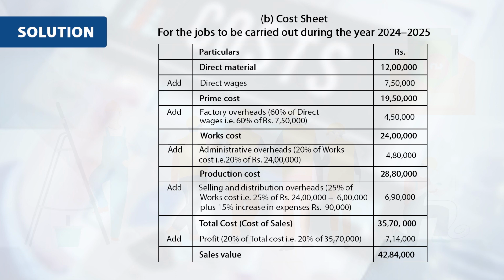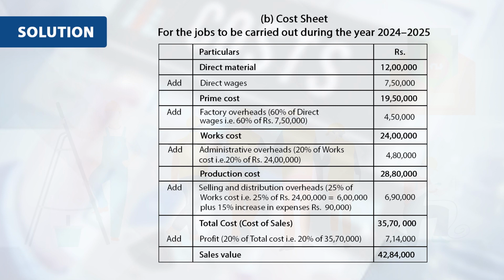In production cost add selling and distribution overhead which is 25% of works cost, that is 25% of rupees 24 lakh, which is equal to rupees 6 lakhs, plus 15% increase in expense rupees 90,000, making a total of rupees 6,90,000, which will give us total cost or cost of sales rupees 35,70,000.